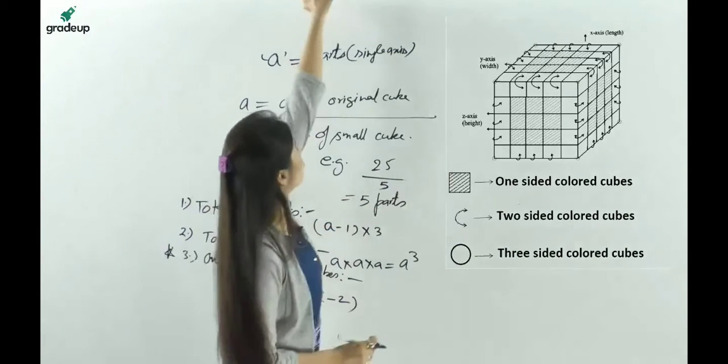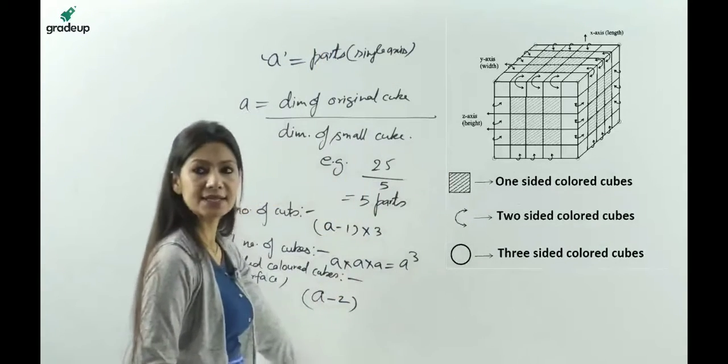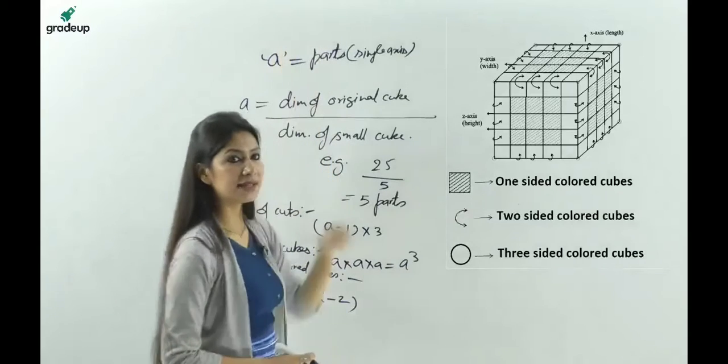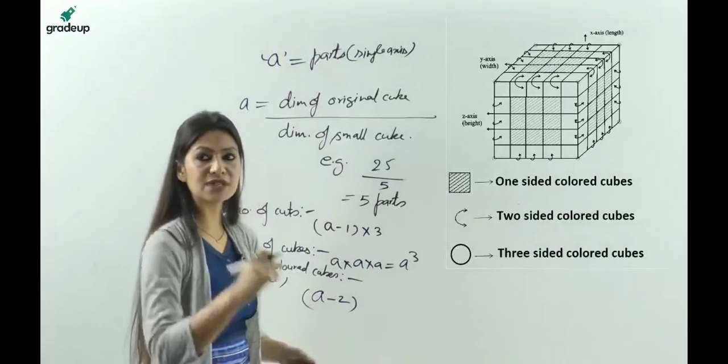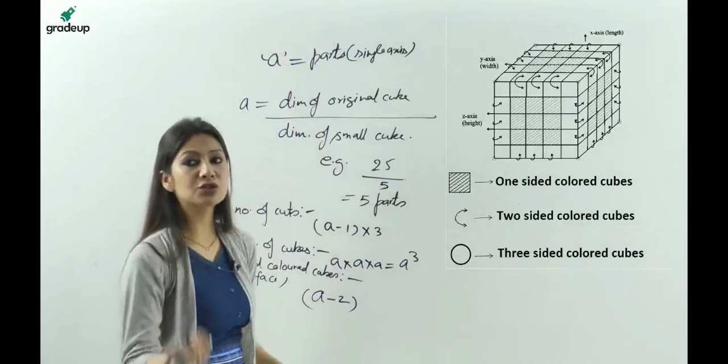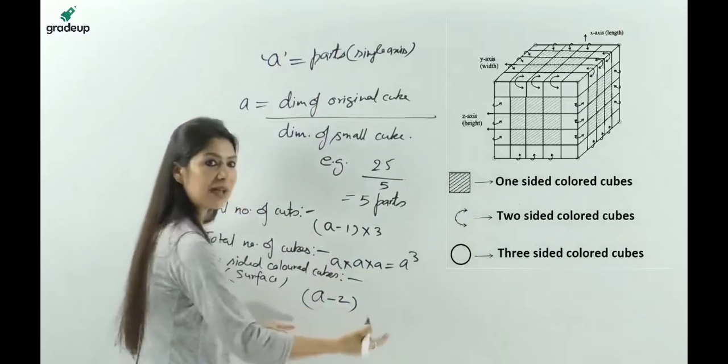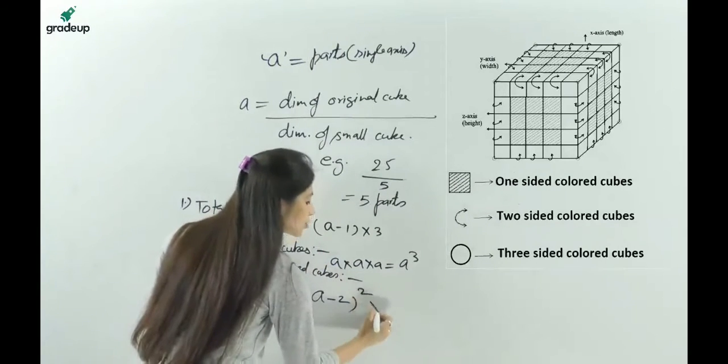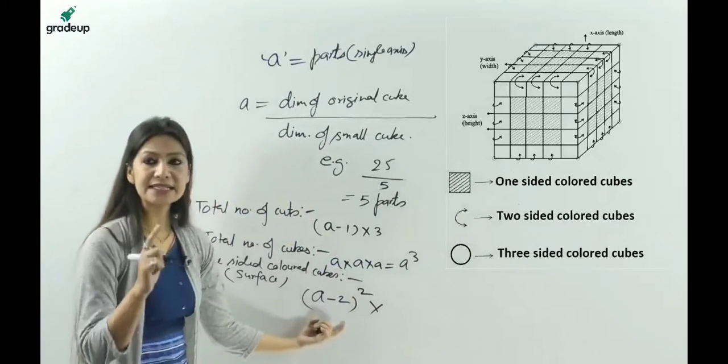But I have one more, like this one, the y-axis. So this one and this one is again of no use. So I need to subtract once again. So A minus 2 once again. So A minus 2 multiplied by A minus 2. Can I write it as (A minus 2) square? This is for a single surface.